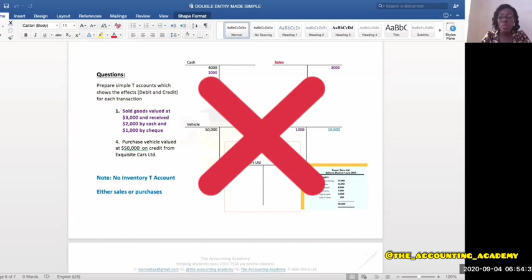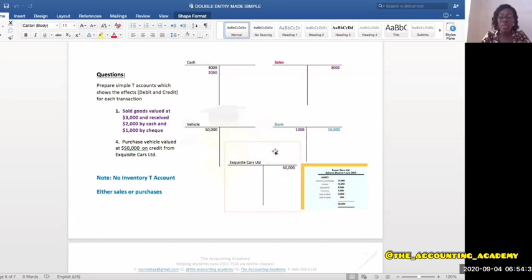So we sold goods valued at 3,000 and received 2,000 by cash and 1,000 by check. You're not going to see a sold goods account. You're not going to see an inventory account, but you will see the sales and purchases accounts when we're dealing with inventory. Right? So sales and purchases, those are basically our inventory accounts. So we sell goods valued at 3,000. Inventory is an asset, and if we're selling goods, that means our asset account is going to be decreased. So according to DEAD CLIC, when we want to decrease an asset, we credit it. So we'll be crediting sales.